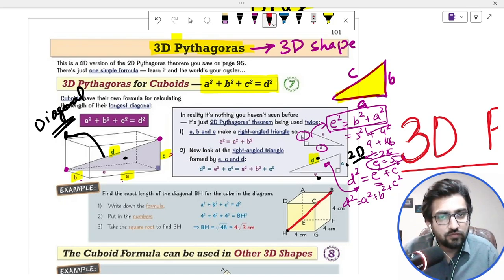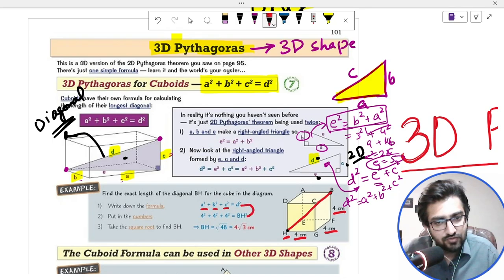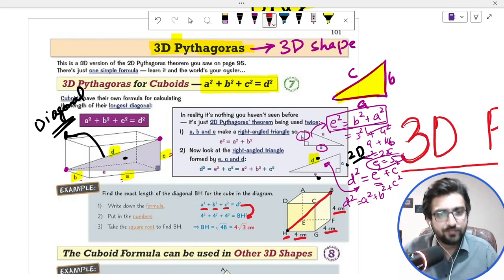So very simple, just use the formula: A square is this, B square is this, C square is that. So A square plus B square plus C square is equal to D square. D is BH, so I will replace D by BH. So BH square, and put all these values. 4 square is 16, 4 square is 16, 4 square is 16. Add them all together, 48, and then there is a square. Take the square root on both sides, you will get the answer. The formula was simple. We just need to understand the concept between two-dimensional and three-dimensional shapes.